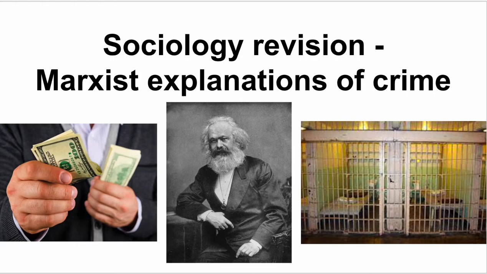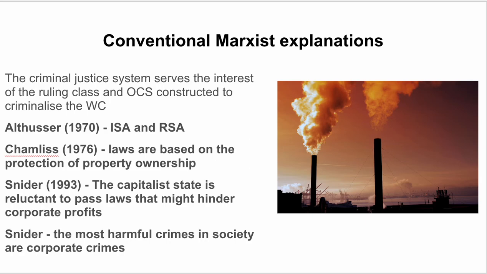So, to begin with, we'll talk about conventional Marxist explanations of crime. I've outlined it here, and if there's one line to remember about conventional Marxist explanations, it's the one here. The criminal justice system serves the interests of the ruling class. Okay, so the criminal justice system is, as Marxists see it, set up to perpetuate, to continue ruling class power and dominance, and as it says here, official statistics are constructed to criminalize the working class.